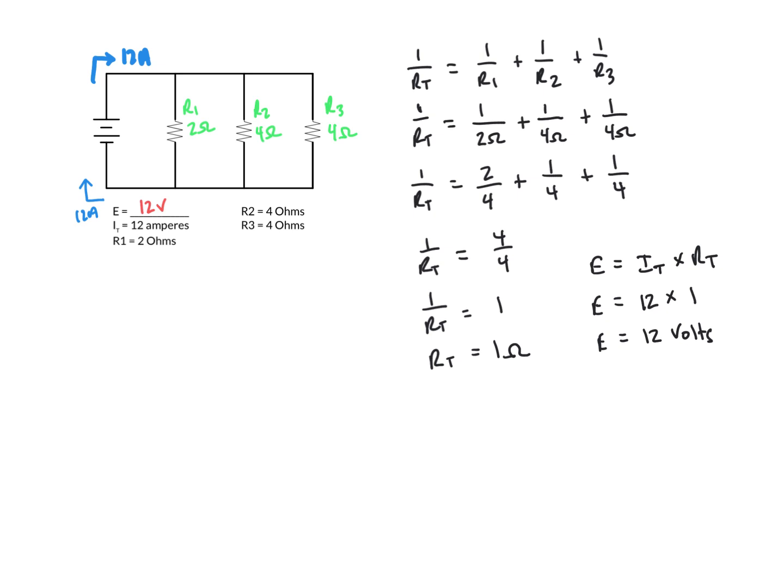And then just because I like to double check everything, let's solve for amperage and see what happens. So amperage is equal to voltage over resistance. So we've got 12 divided by the total resistance, which was 1. So our amperage ends up being what? 12 amps. And if you take a look, that matches what we had here. So that is good.